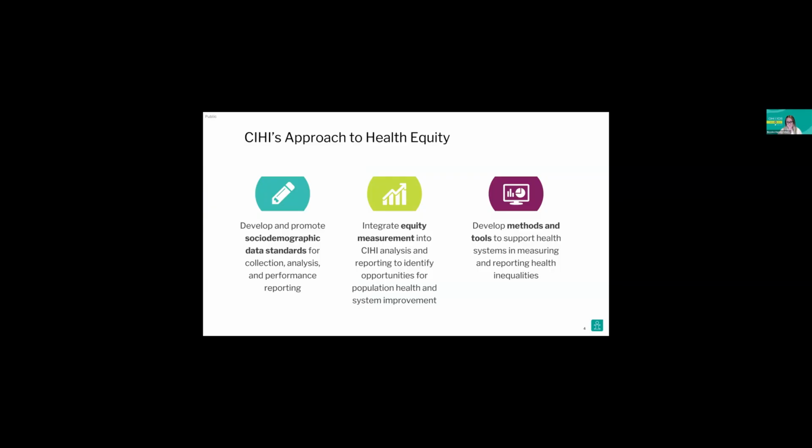In response, HIE's approach to health equity focuses on 3 connected areas of work. First, in developing and promoting sociodemographic data standards for consistent collection, analysis, and reporting. Second, integrating equity measurement into analysis and reporting to identify inequalities and opportunities for improvement. And third, developing methods and tools to help health systems measure and report health inequalities. Together, this approach reflects the idea that measurement matters because better data helps health systems identify gaps in care, inform meaningful action, and monitor progress toward improving care for all.